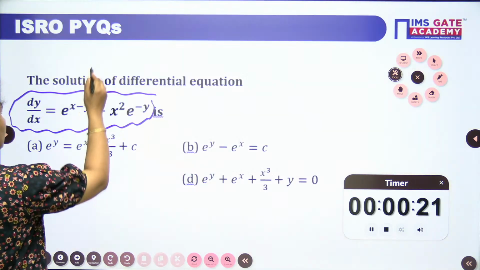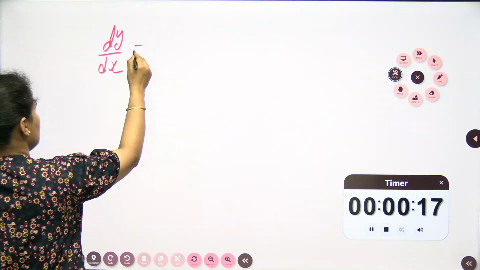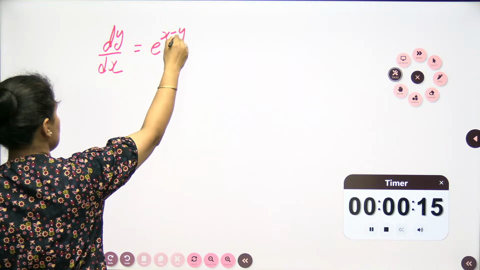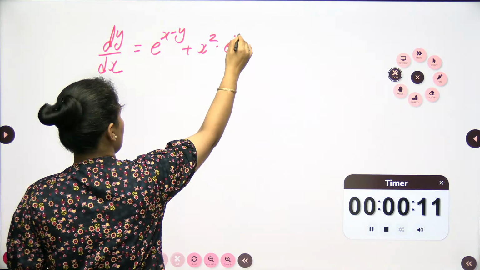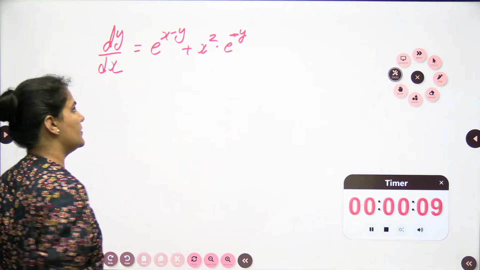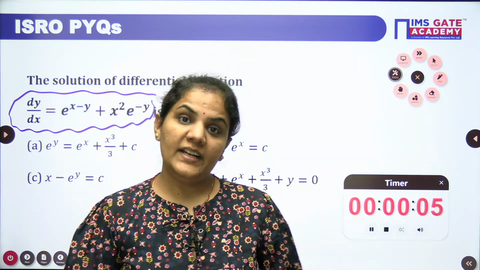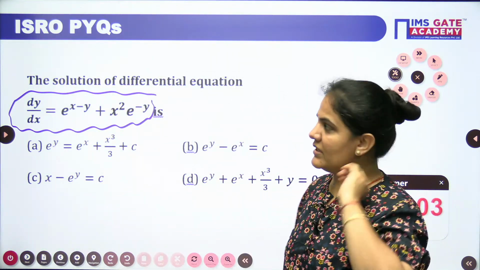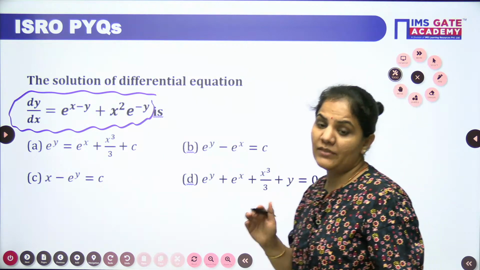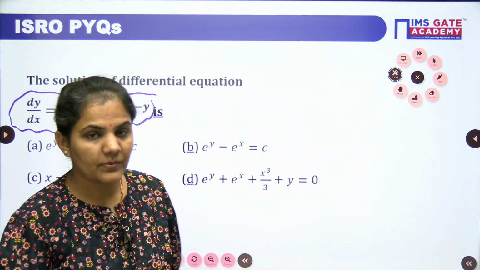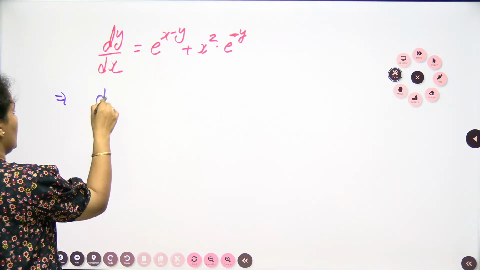Let's check it out. I can write down my question as dy by dx equals e to the power x minus y plus x square e to the power minus y. This is a very good question. We need to identify by which method we want to solve this question first of all, and this is totally our choice. Let's approach it.